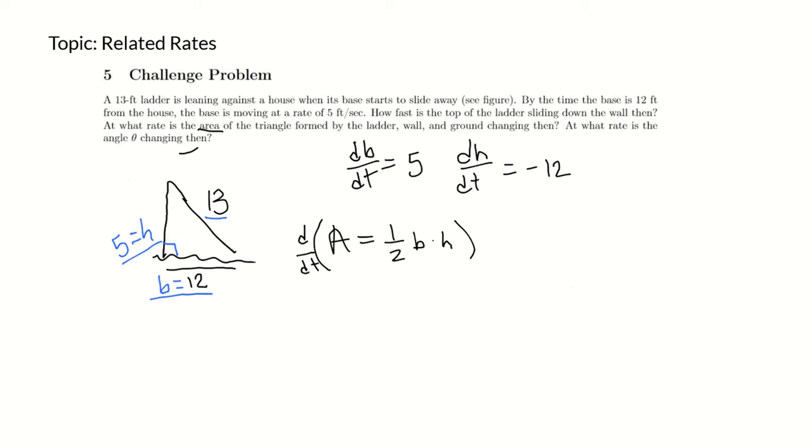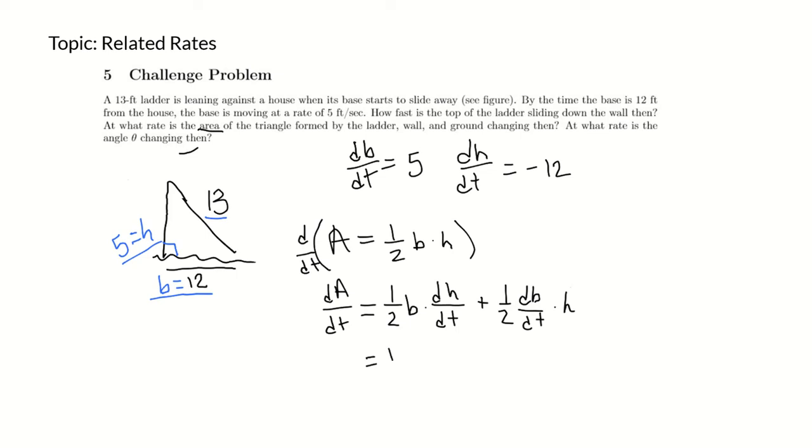On the left, that's going to be dA/dt. And then on the right, we need to do the product rule. So half, I'm going to keep b constant for this first one and take the derivative of h, which would be dh/dt, plus half. Since last time I left b constant, this time I need to leave h constant, so that means take the derivative of b. So db/dt times the constant h.